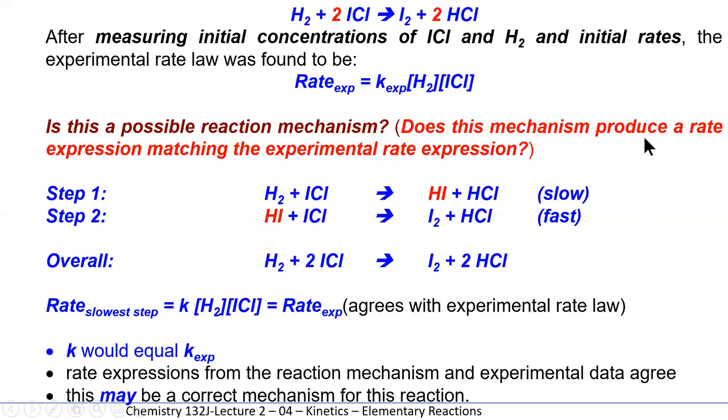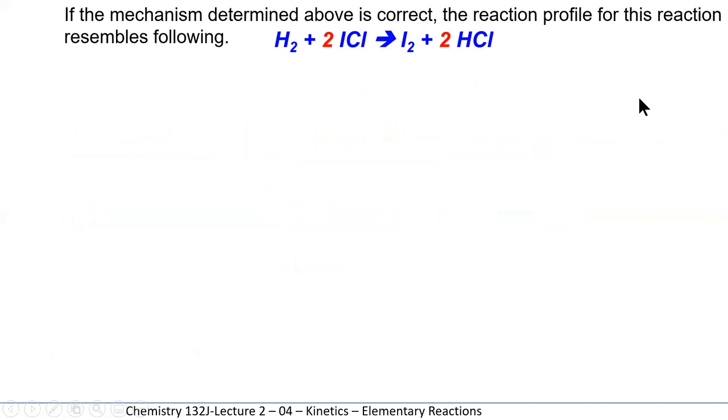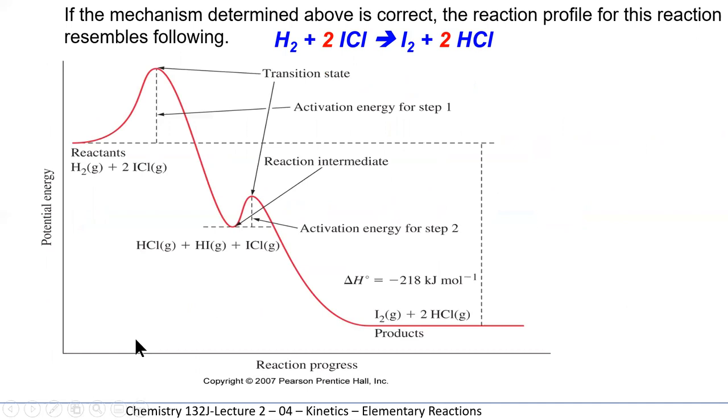Now, let's take a look again. Same reaction. The reaction profile for the reaction resembles the following. Here it is for potential energy versus time. And we see that the initial activation energy for the first step is higher than the activation energy for the second step. We see this is running downhill, so it's an exothermic reaction. Some of the things to note: the enthalpy change is the enthalpy of the products minus reactants. Here it is, the difference from here to here. Activation energies can be measured by measuring the distance from here to here on this scale for potential energy.